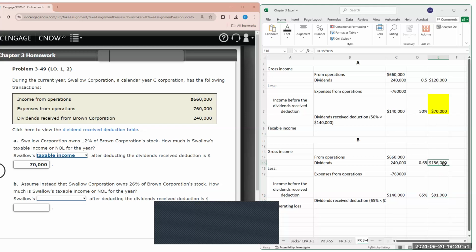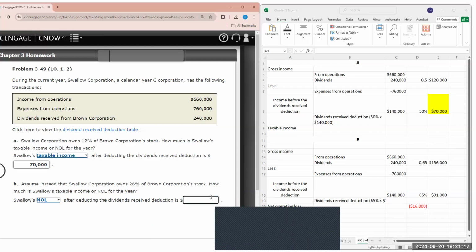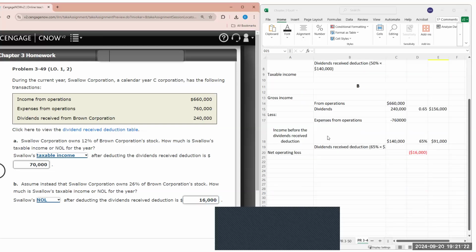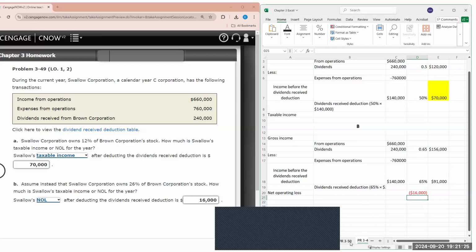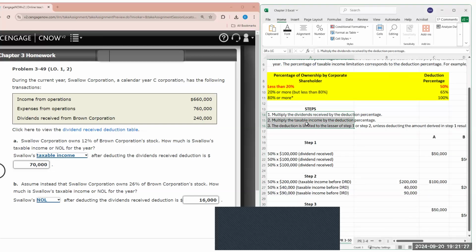But again, we want to determine if we deduct the amount from step one, which is 150,000 from 140,000, will it create a net operating loss? So in this case, it will. 140,000 minus 150,000 would give us a net operating loss of 16,000. So therefore, Swallow's net operating loss after deducting the dividends received deduction is $16,000.